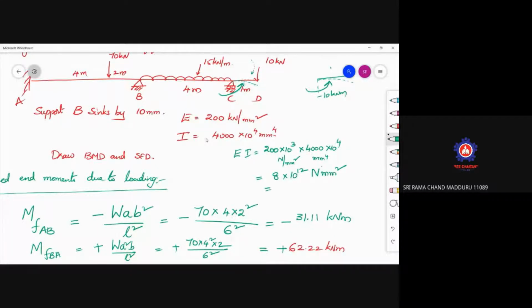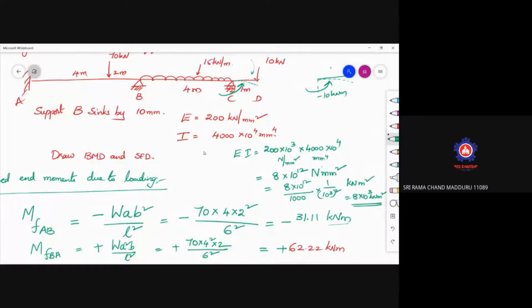Now I will convert this in terms of kilonewton meter square. Why? Because all the moments and everything, they are in kilonewtons and length is in meters. So 8 into 10 power 12 by 1 Newton is nothing but the 1000 kilonewtons by 1000 into 1 mm is nothing but 10 cube whole square. Why? Because this is in terms of meter square. So that is 8 into 10 cube kilonewton meter square. So that is the value. EI is nothing but 8 into 10 cube kilonewton meter square.